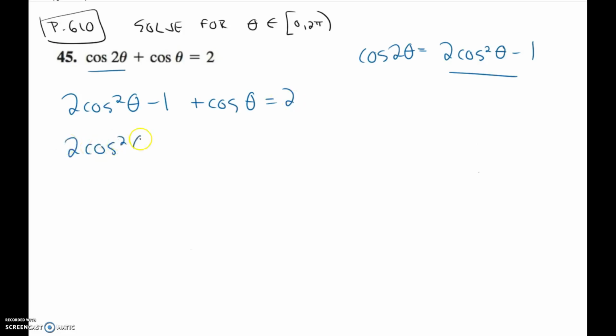You get everything on the same side. Subtract 2: minus 3. Hopefully this is factorable. 2 times negative 3 is negative 6. Factors of negative 6 that add up to 1. That would be positive 3 and negative 2.